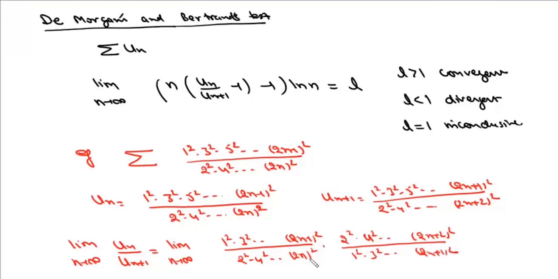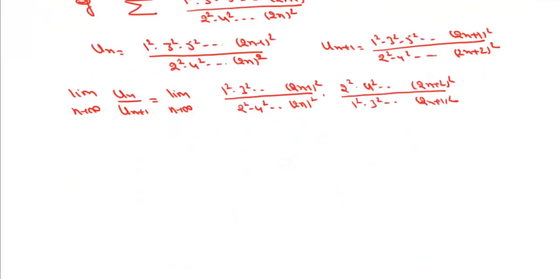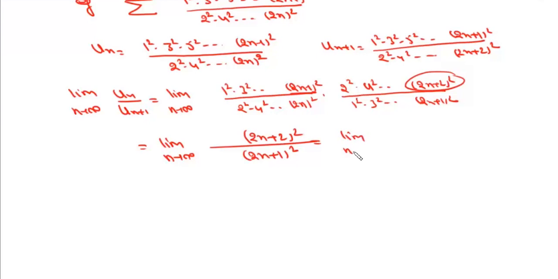Now we are going to cancel a lot of terms. So here (2n minus 1) whole square will cancel. So in the denominator we'll have (2n plus 1) whole square and the numerator will be (2n plus 2) square. So it will be this (2n plus 2) square, which is the limit n tends to infinity of (4n square plus 8n plus 4) upon (4n square plus 4n plus 1).